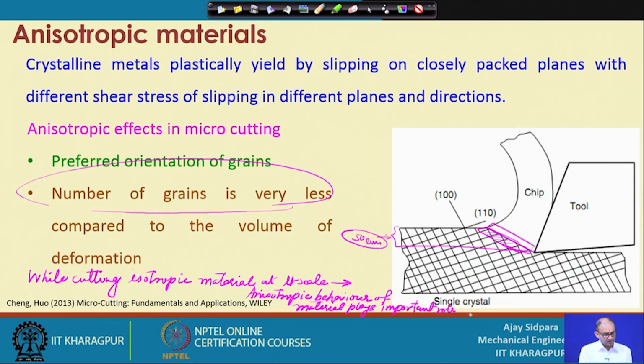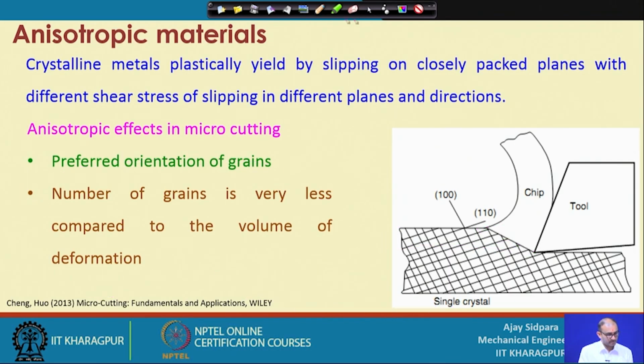Correct. This example we have taken for conventional machining, but if you scale down the machining to micro cutting in such a way that you are encountering individual grains, whether you cut isotropic or anisotropic material, you have to consider these two things, and when you are talking about these two things, you are actually looking at anisotropic material. So, this is what happens when you cut a material at the micro scale.